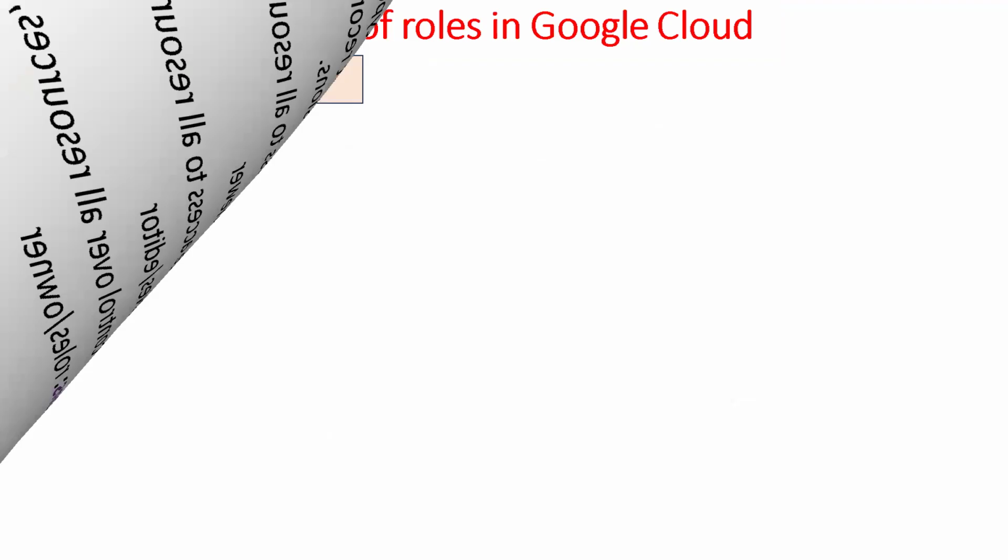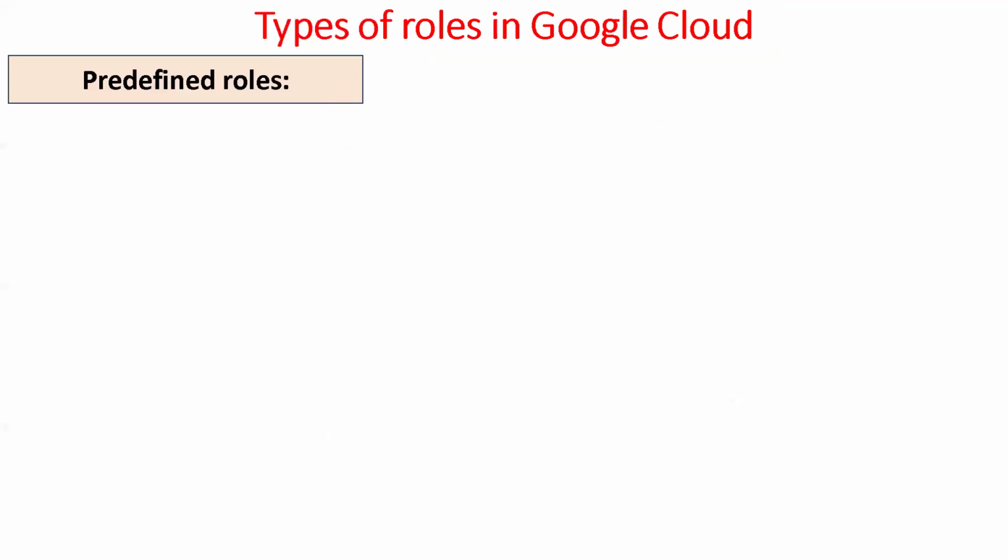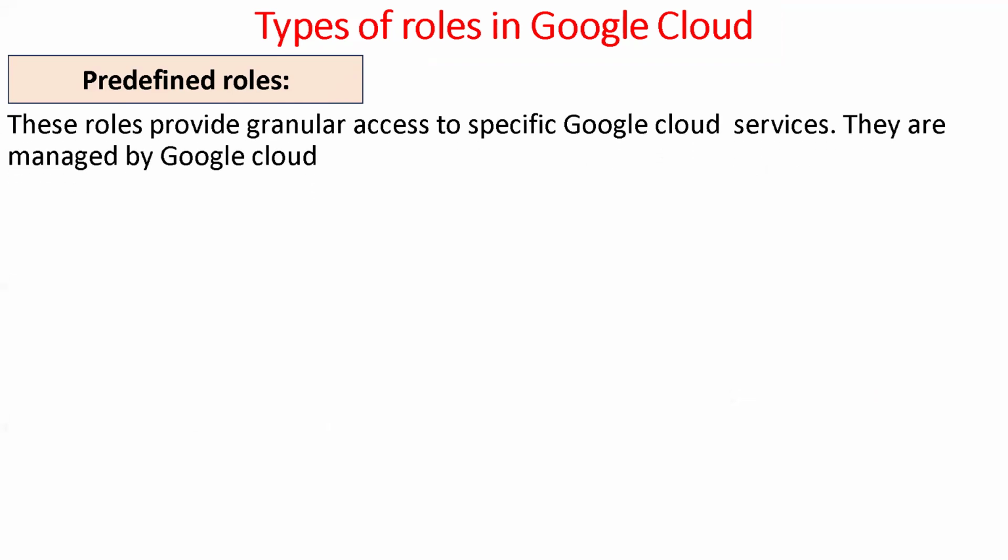Next, we have predefined roles. The predefined roles we use more. Why do we use predefined roles? Predefined roles are not defined by us. In Google Cloud itself, we have different types of predefined roles. These roles are managed by Google, meaning they are already created and available in Google Cloud.